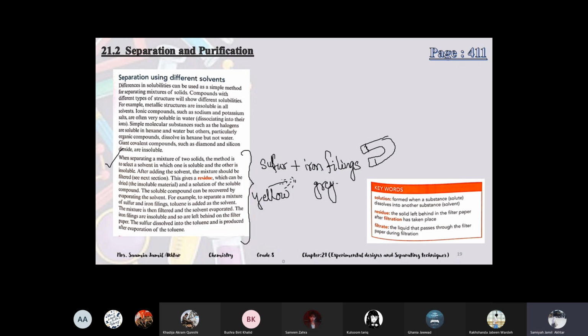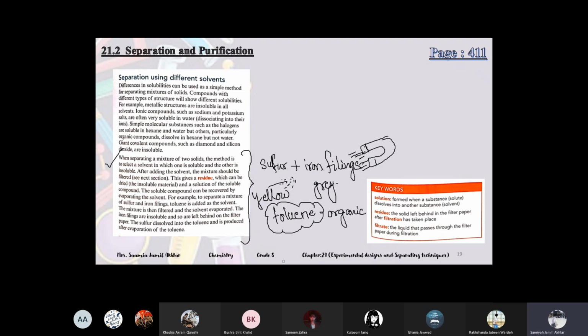So we can bring a magnet, and it will attract all the iron filings towards it and sulfur will be left. But in this book, this paragraph is given under the topic of different solvents, so we have to select a suitable solvent for it. So in this one, they have given the solvent toluene. It's a liquid and it's organic in nature.